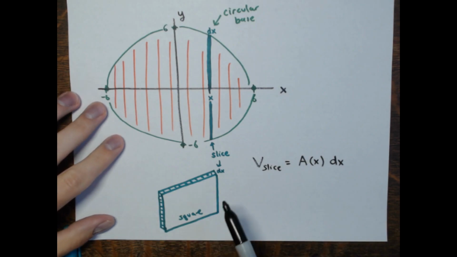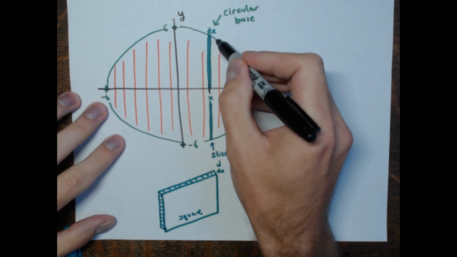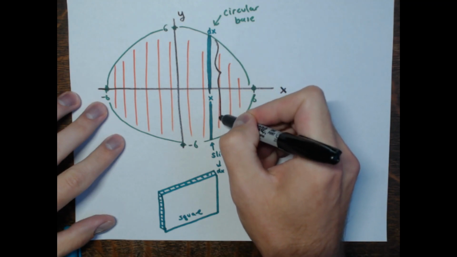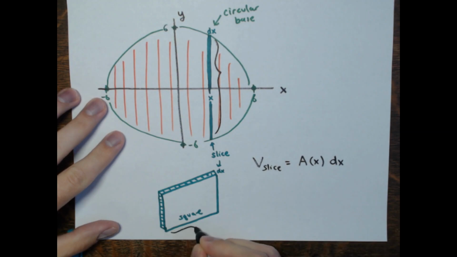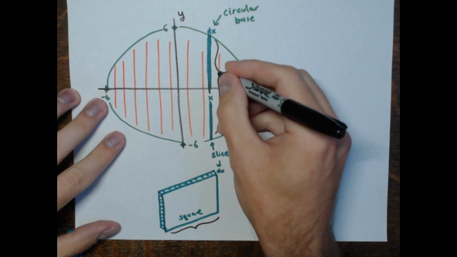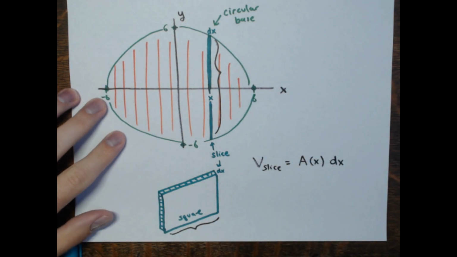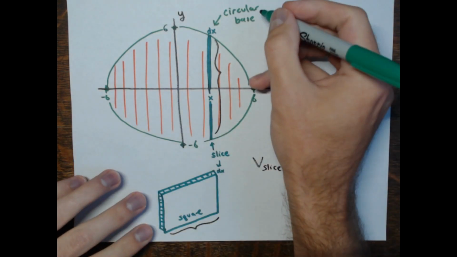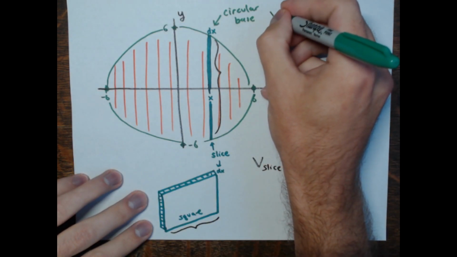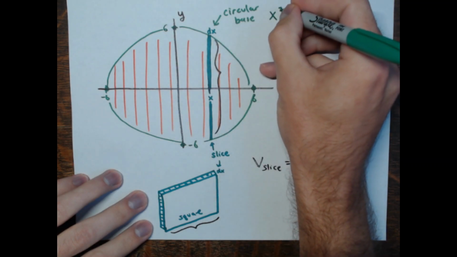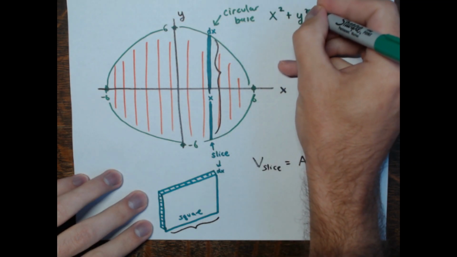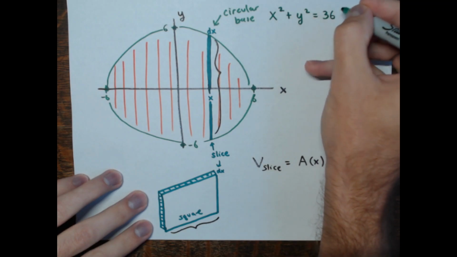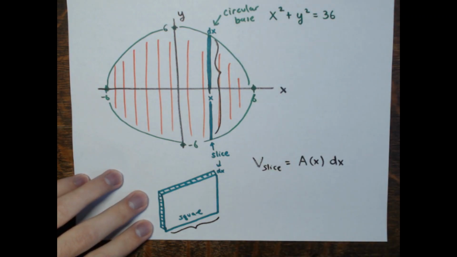Okay, now, just like last example, I would like to get this length of the slice here, which would be this here on my picture of just the slice. I'd like to get this in terms of x. So that's where the equation of a circle is going to come in. A circular base, a circle with a radius of 6 centered at the origin would have this equation, x squared plus y squared equals 36. That's 6 squared. That's the equation of our circle.